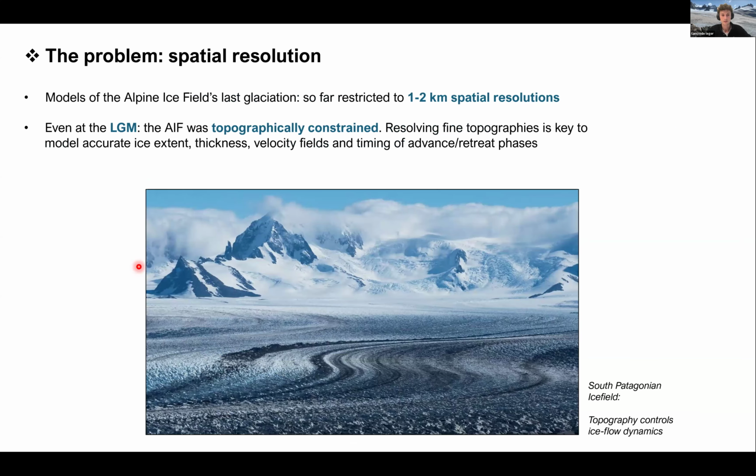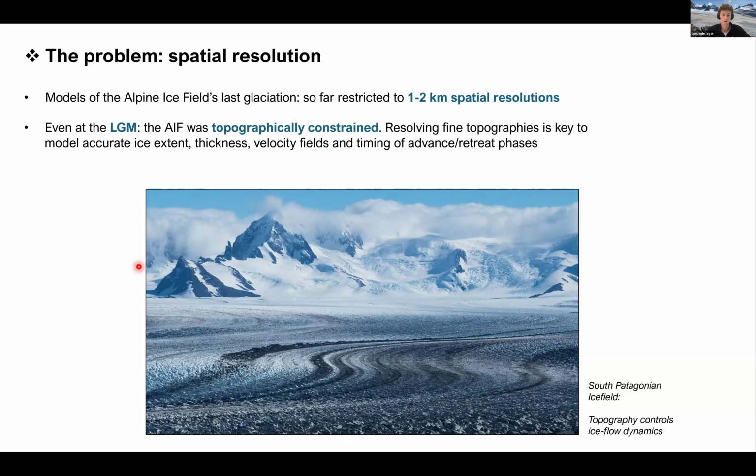One of the reasons for that is that the last glacial maximum Alpine Ice Field was topographically constrained. This is why it's called an ice field and not an ice sheet, for example. And when you have a topographically constrained ice field, you have to resolve very fine topographies in order to model ice extent, thickness, and velocity accurately.